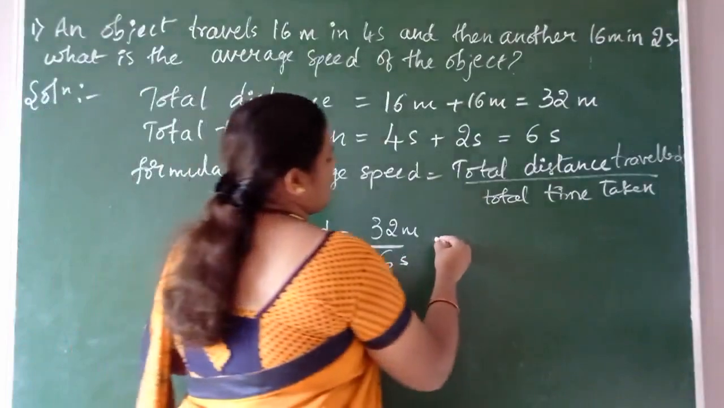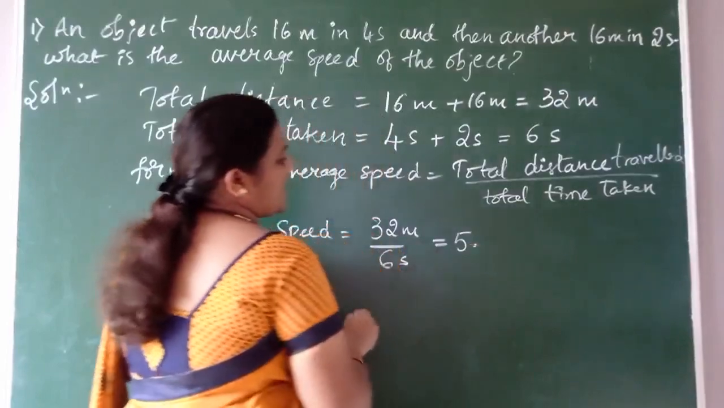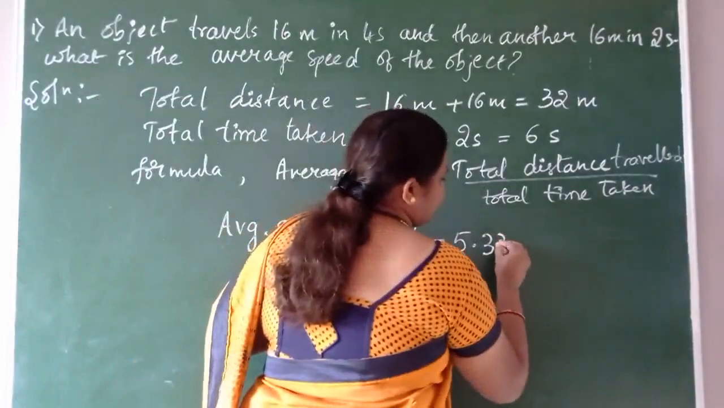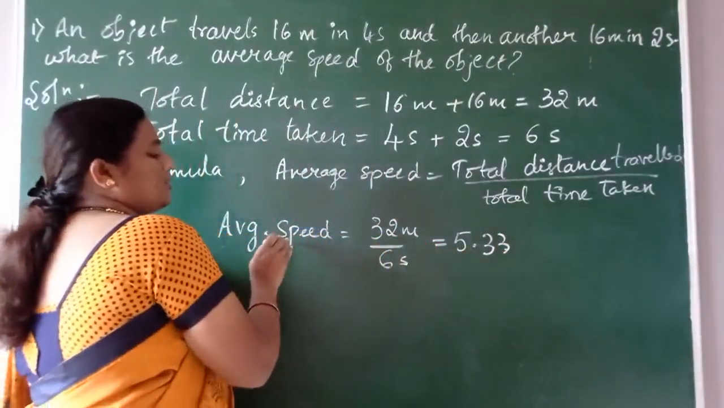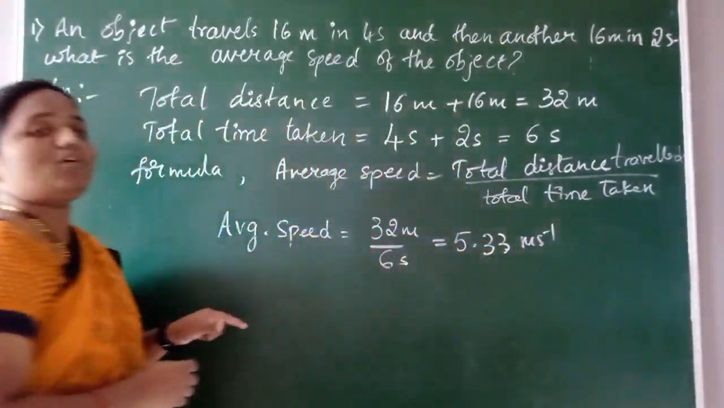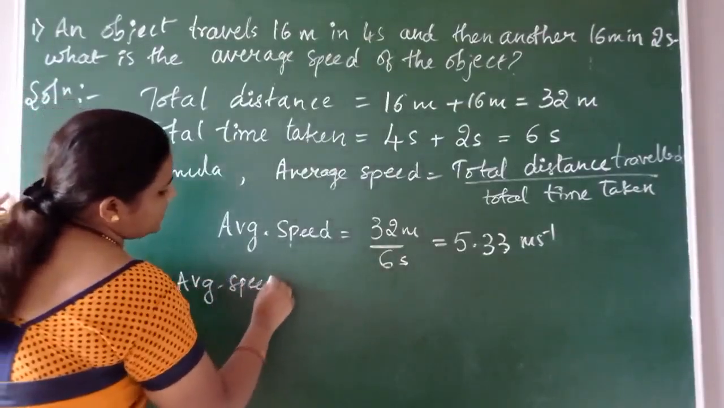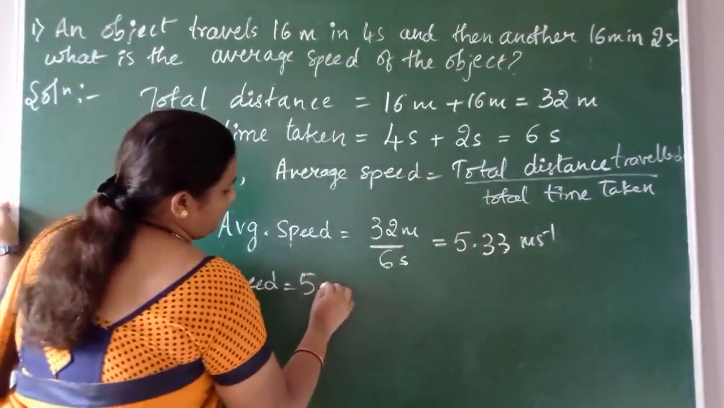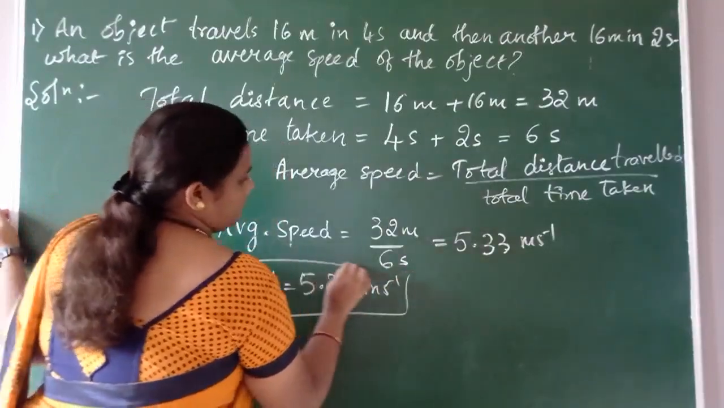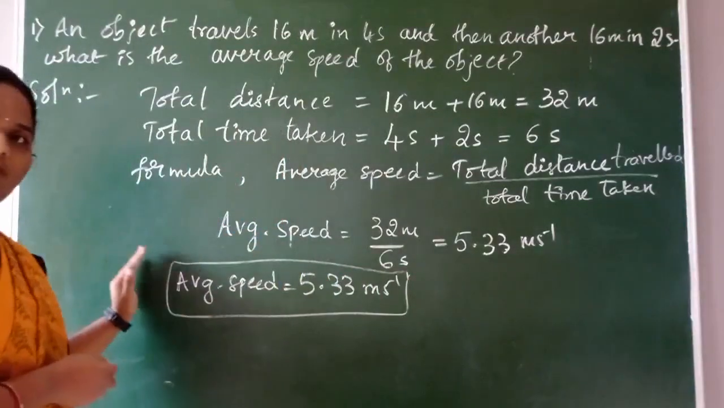So here 6 5s are 30, 2 is left, then 6 3s are 18, again 2 left, once again 3s, like this it will continue. So what is the unit of speed? Meter per second. Therefore we can say the average speed is 5.33 meter per second. This is our answer. Is it clear, children? Understood each and every concept?